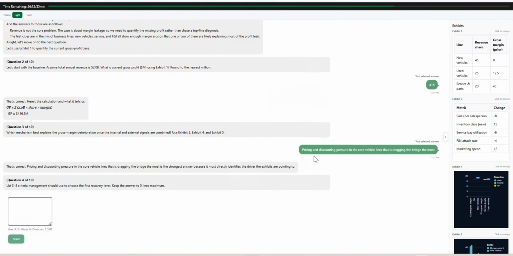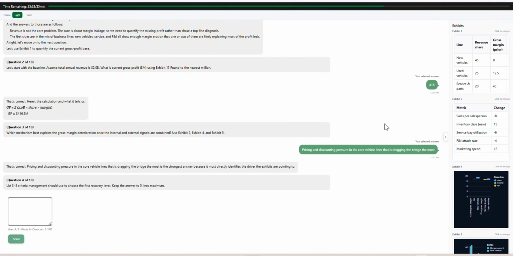Moving on to question 4, which is an open text question. List 3 to 5 criteria that management should use to choose the first recovery lever in 5 lines maximum. This is where people sometimes get too fluffy. They start writing things like long-term value, stakeholder alignment, or strategic optionality. But the scoring logic here is looking for 3 things, and it always is. We need to understand the economics of the business. We need to understand the feasibility and speed with which we can implement our solution. And we always need to understand risk.